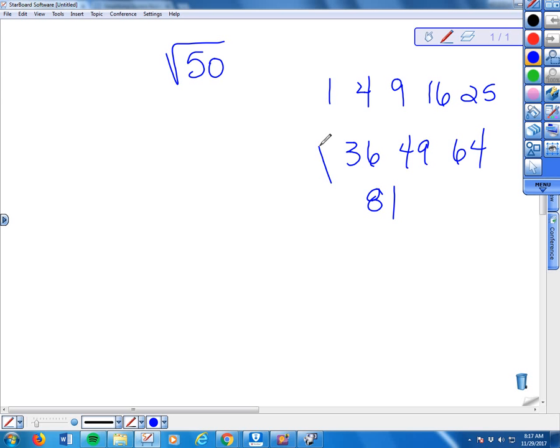And is there a factor of 50 that is a perfect square? 25? And 2. Right? 25 times 2 is 50. So 25 is a factor of 50. So I could rewrite this as this, right? And what is the square root of 25? 5. It's the inverse of squaring 5. Undoing that is taking the square root of 25. So this simplified is 5 square roots of 2.